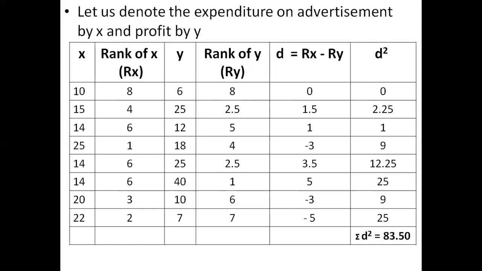So in that case, whatever value of d we have, we square it as it is. 1.5 into 1.5 is 2.25, 1 into 1 is 1. In that manner we have calculated the value of d square. We do the summation, then we get the value sigma d square equal to 83.50. After totaling, the value that comes is 83.50.